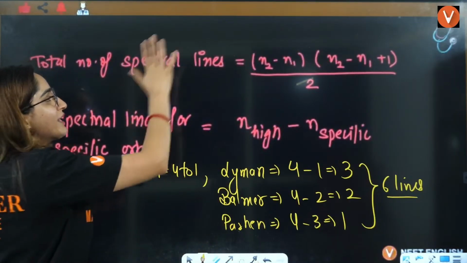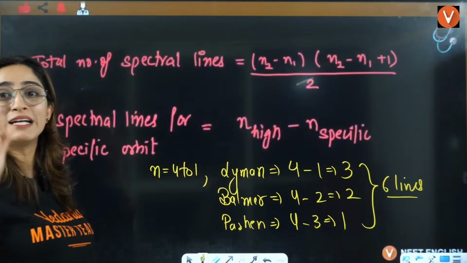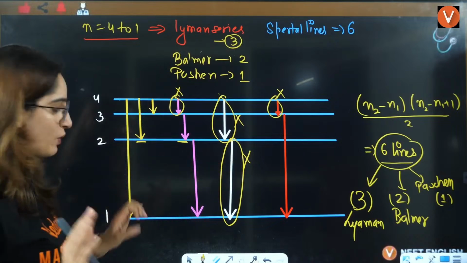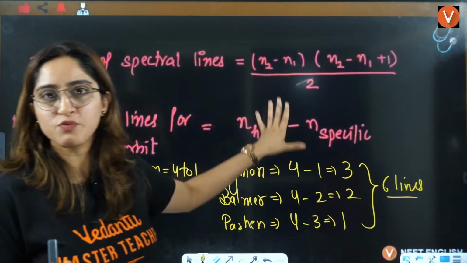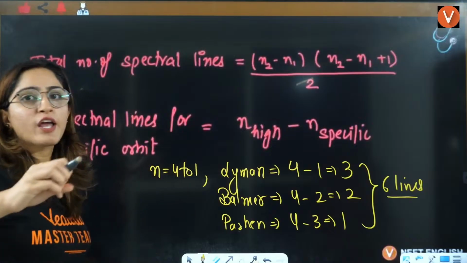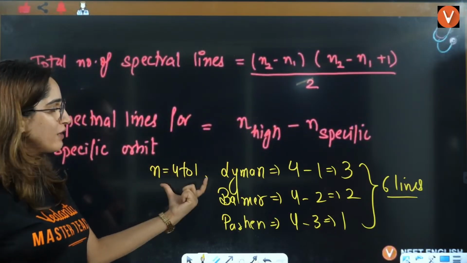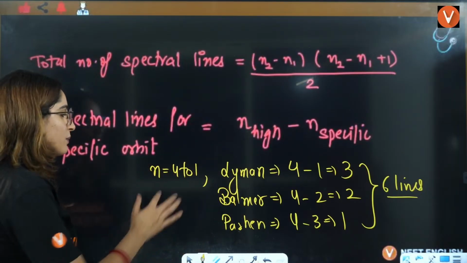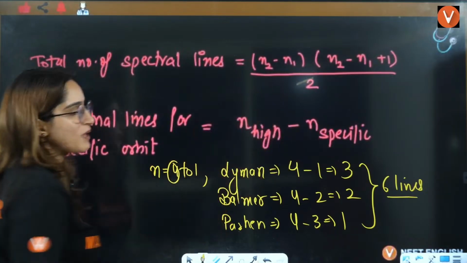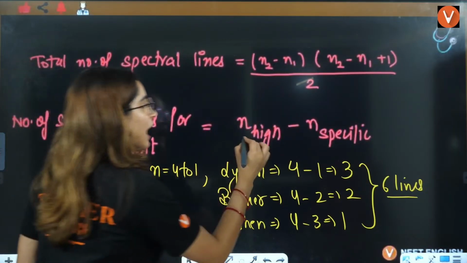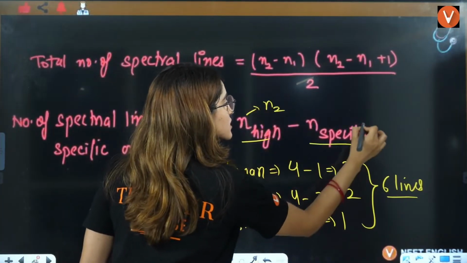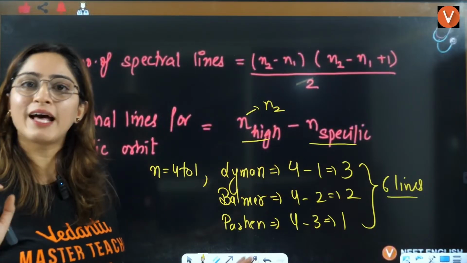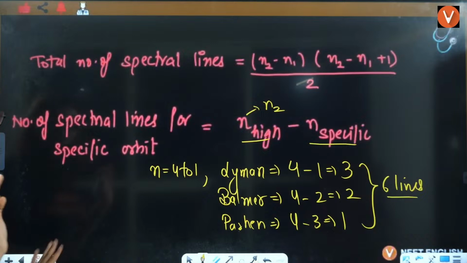So to make it easy, this is the right formula to calculate the number of spectral lines falling from N2 to N1: N2 minus N1, times N2 minus N1 plus 1, divided by 2. Or if they specify which of these lines belong to Lyman, Balmer or Paschen, it will be higher minus specific. Higher is nothing but N2. Specific is whether we are talking about Lyman, Balmer or Paschen, which you put here. Directly you will have your answer. Now let's do the question here.